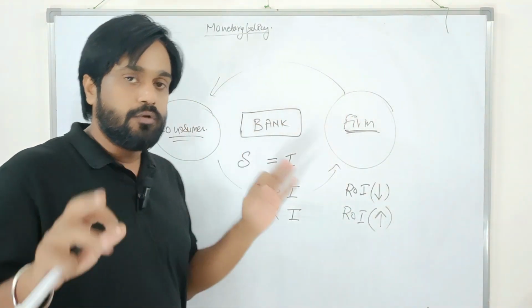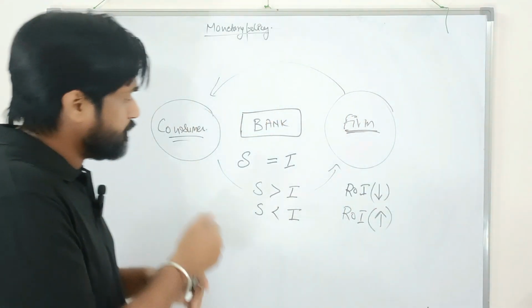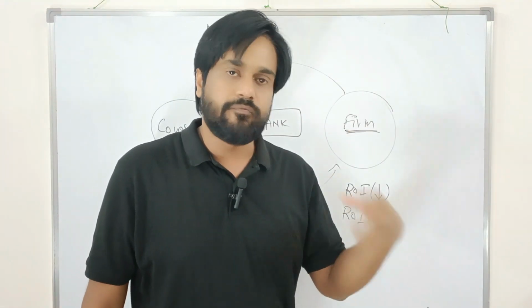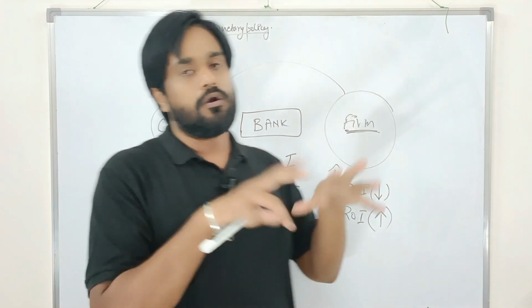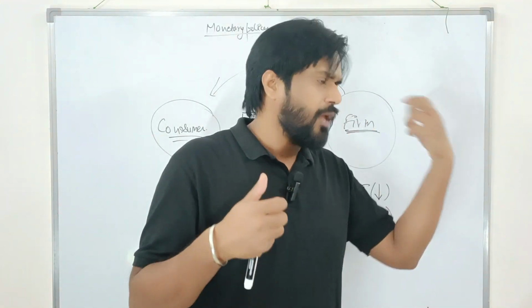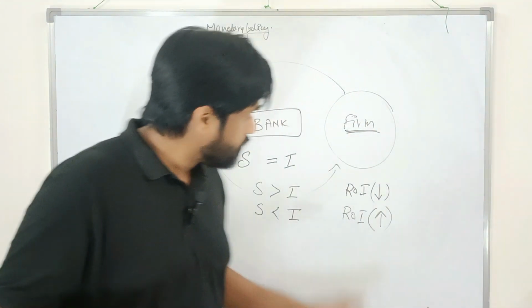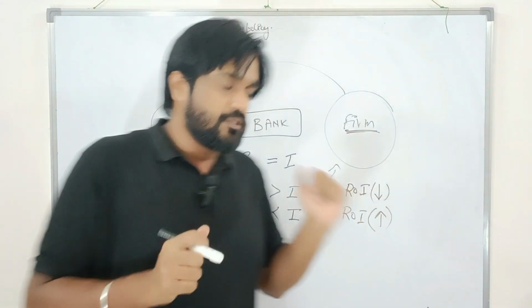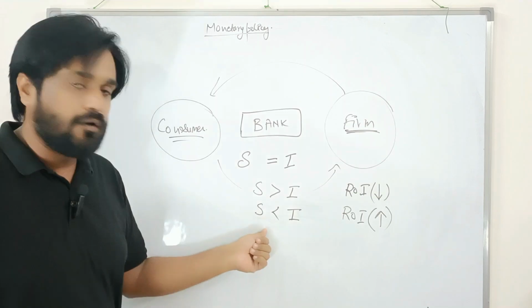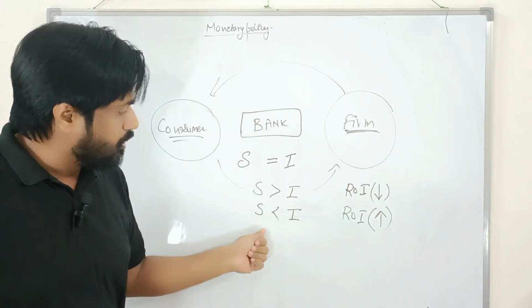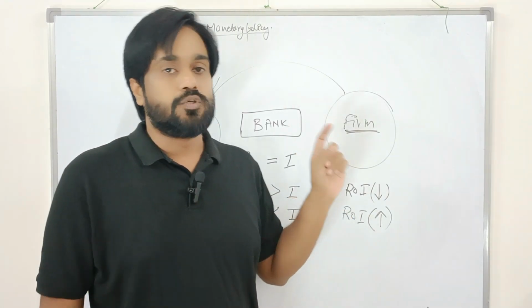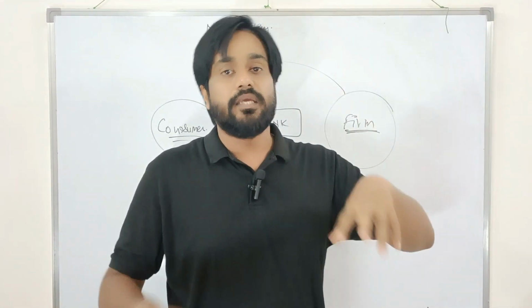Let me tell you once again: when saving is greater than investment, the bank will decrease the rate of interest on loans and people will get a lot of loans, people, government and other business firms and all that. Then what will be the result? Investment will increase. When investment increases, saving will go down. So when saving is smaller than investment, what will the bank do? Increase the rate of interest to control the spending in the economy.